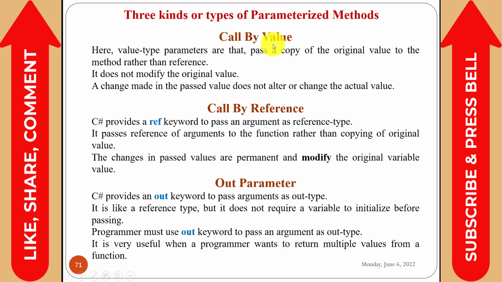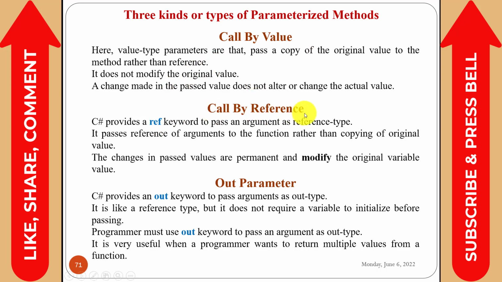Whenever we use call by value, it will pass a copy of the original value. It is not passing the original value, just the copy. So the original value is never modified, and it does not make any change in the original or actual value. We will understand this by using a program.